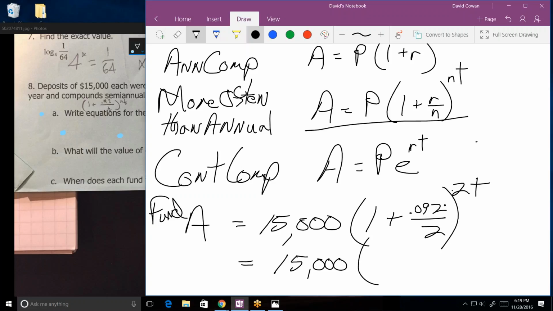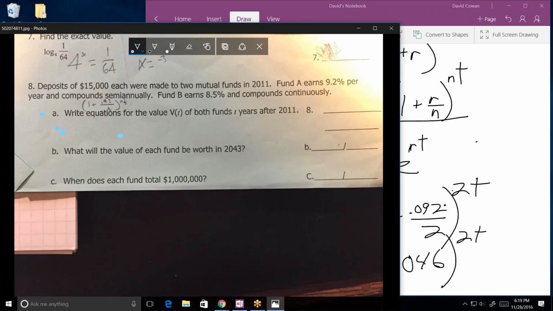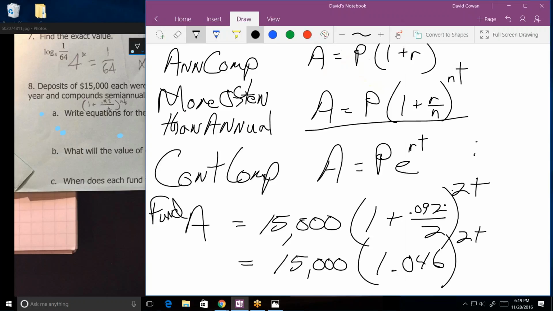Let's see, if I divide that in 2, I get 0.046, so that's 1.046 to the 2t. And there's your answer. V of t. Now, well, I guess we want to write that V sub A of t. There's the formula for Fund A.